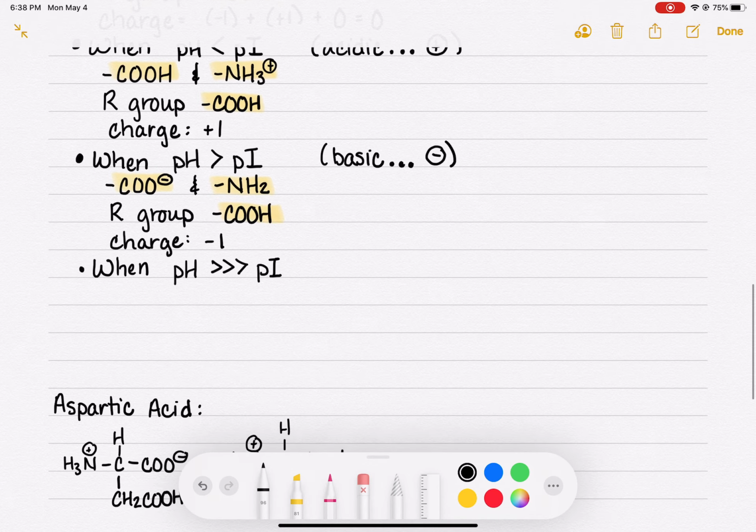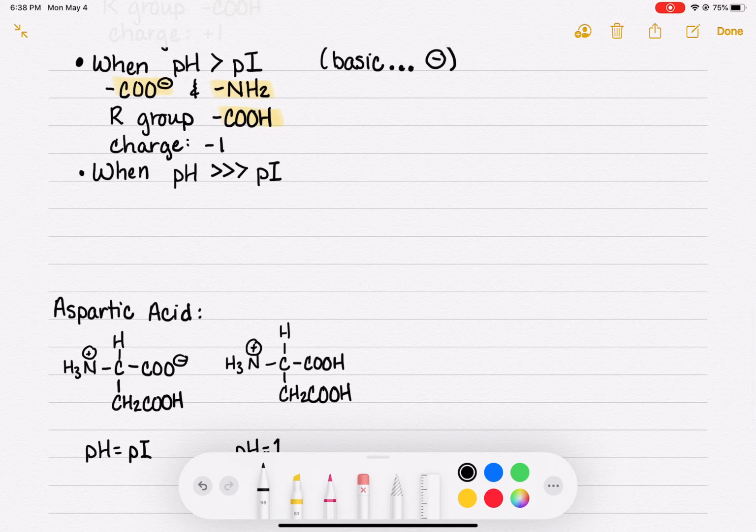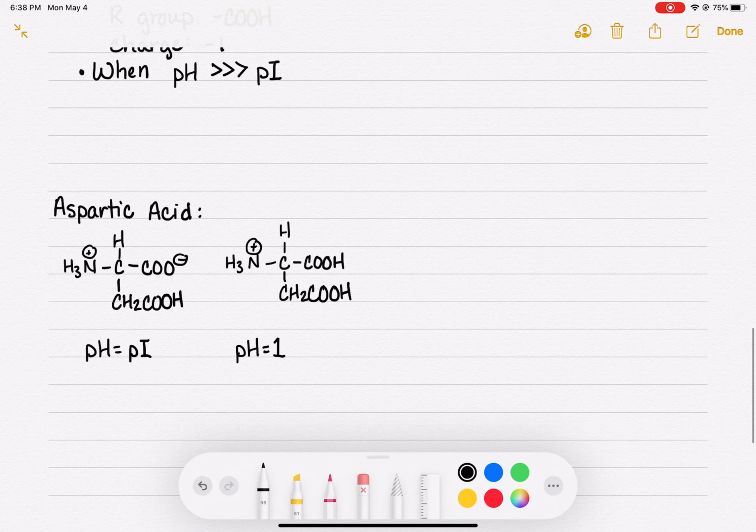And let's draw aspartic acid at a pH that is greater than the pI. So let's say we're going to draw it at a pH of 8. So we know at a pH of 8, we're not going to do anything to the R group. We are allowed to have the acid part of the amino acid be COO minus, but the amino part needs to be neutral. So instead of NH3+, we're just going to have NH2.